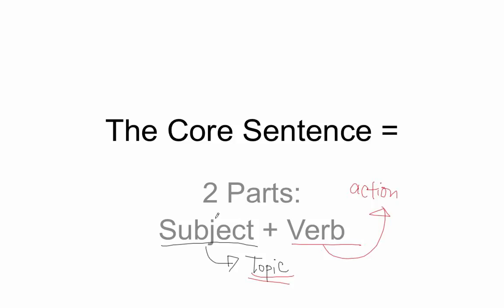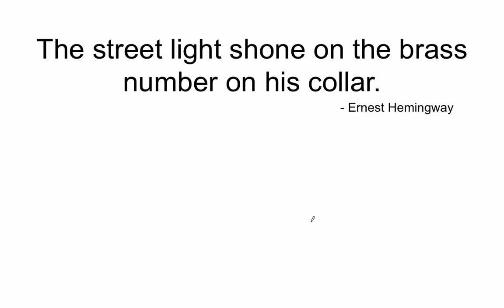So, two main parts of your core sentence: the subject, which is the topic of the sentence. What's the sentence about? What's the focus of the sentence? And the verb is the action of the sentence. So what's going on with the topic or the subject of the sentence? So best way, take a look at examples.